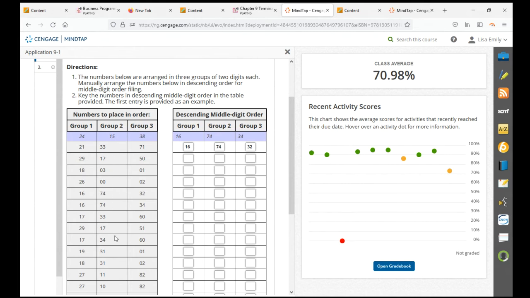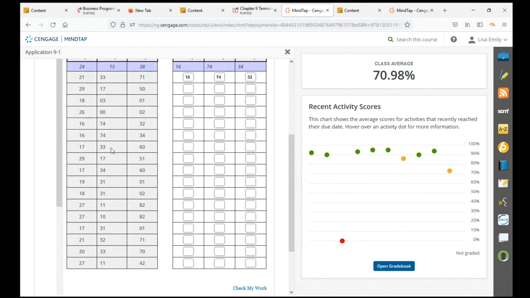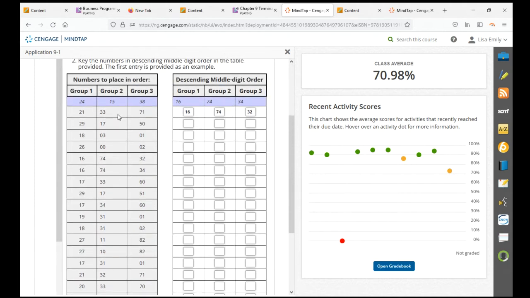Okay, now I'm back to the center, the middle digit, as they say. Which one is the next lowest number after 74? Oh, I think it's 34. So this one is going to go here. 17, 34, 60.